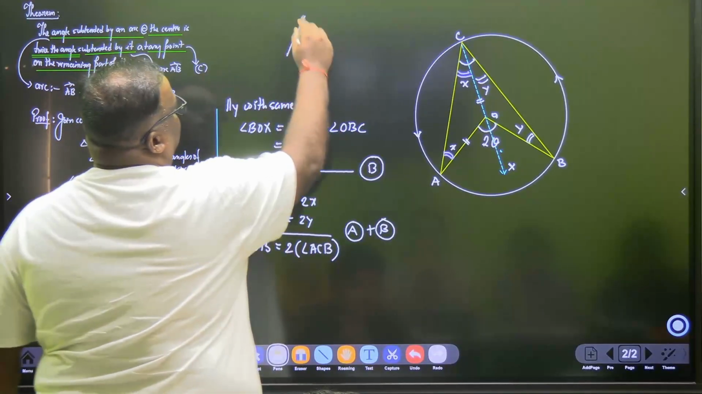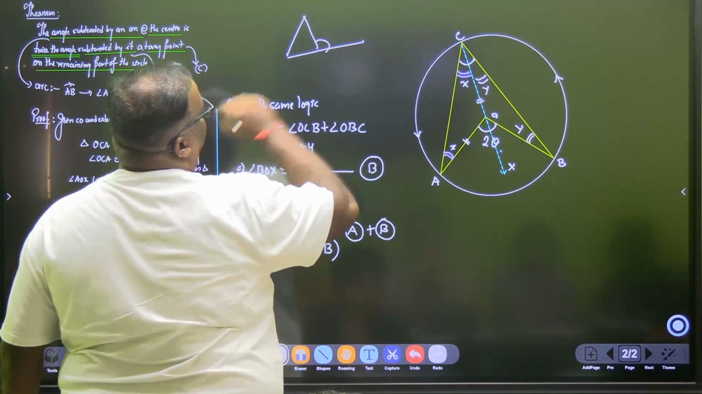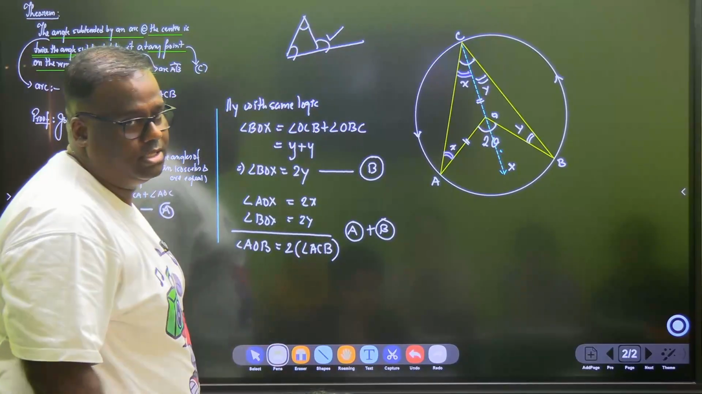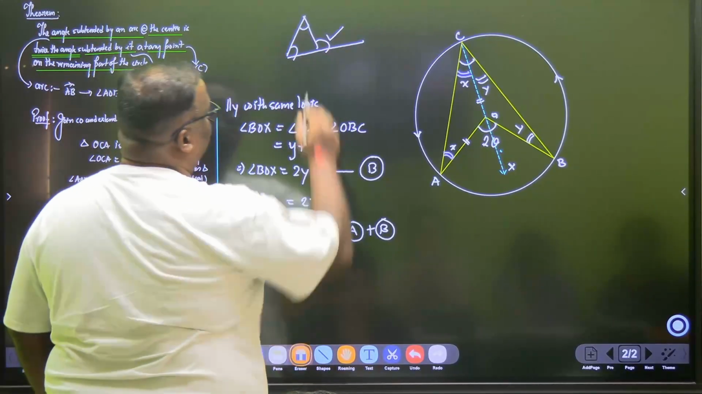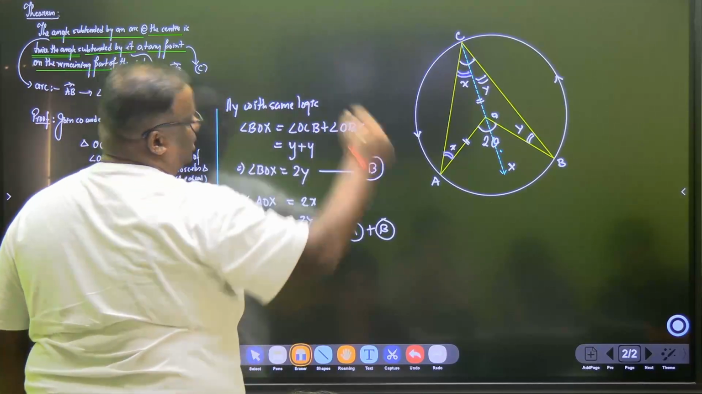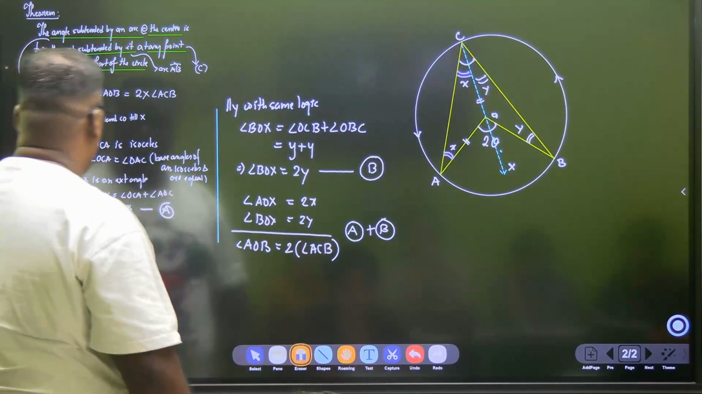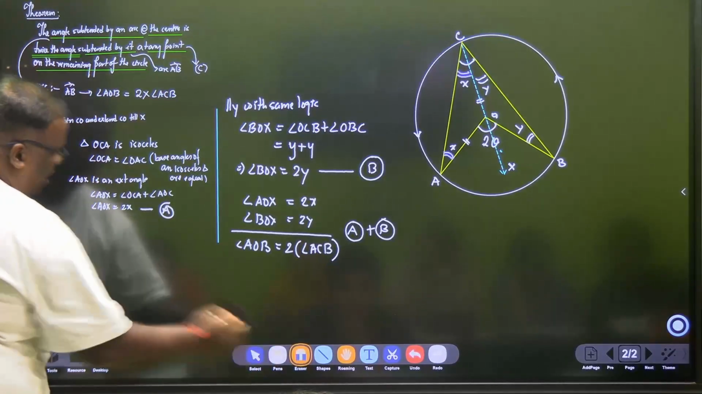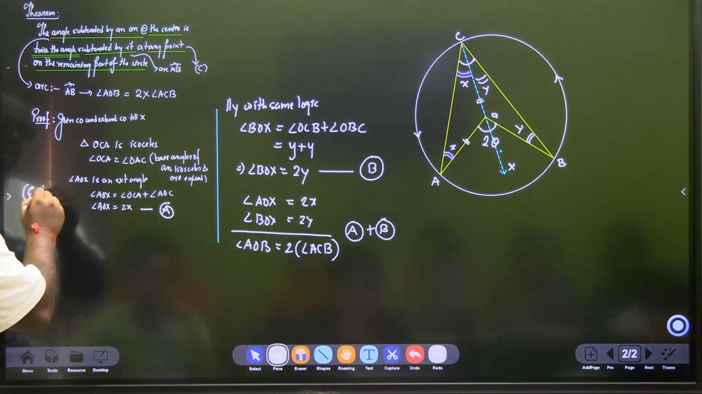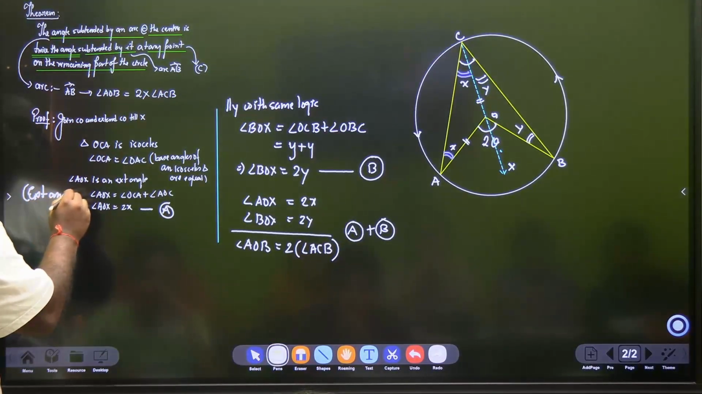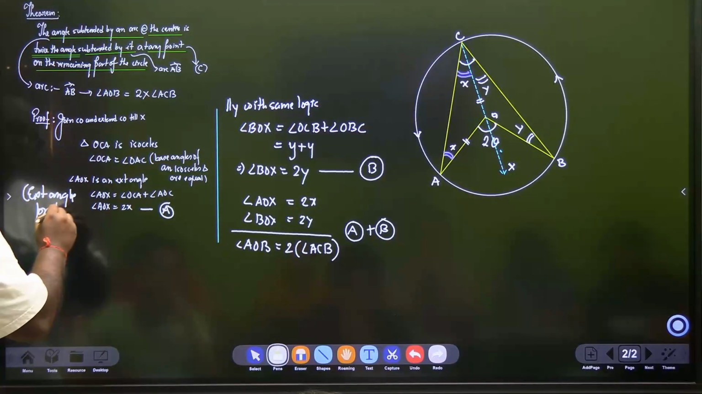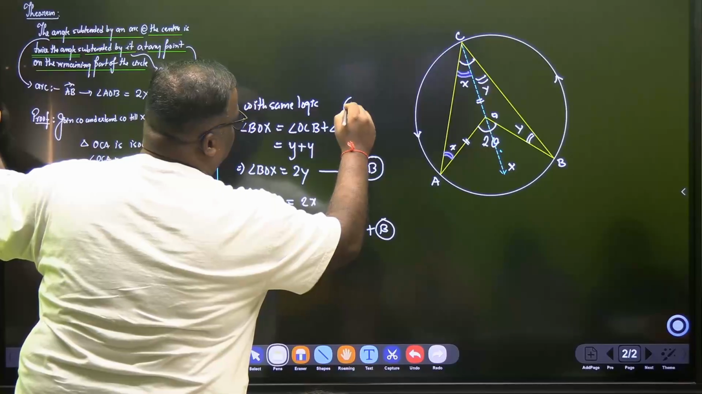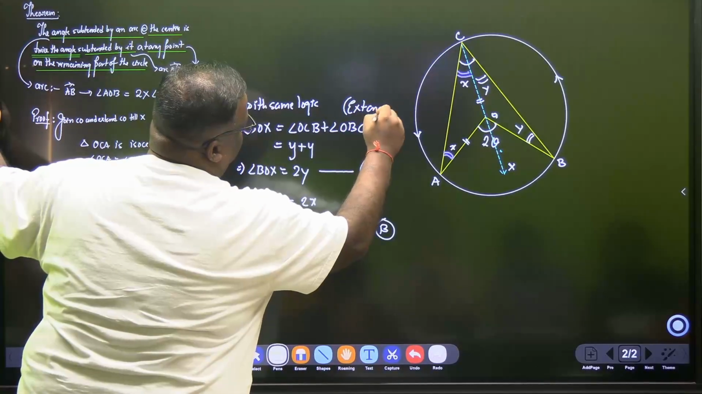Suppose you have a triangle and this is the exterior angle. The exterior angle is always equal to the sum of two opposite interior angles. So we use the same funda out here, the exterior angle property. So AOX is an exterior angle, and this is my exterior angle property. Exterior angle is equal to the sum of two opposite interior angles. Same here, this is the exterior angle property.